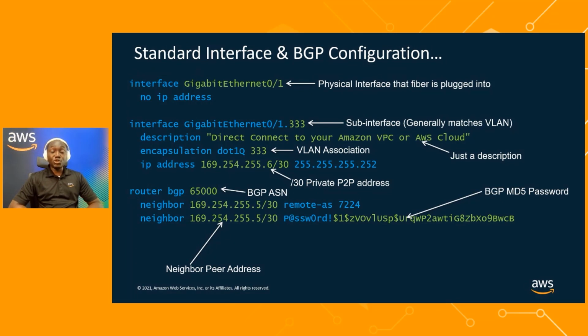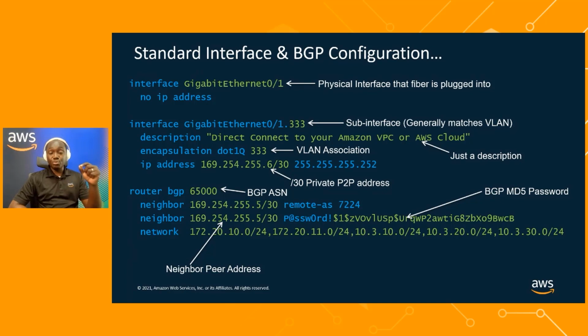Then the next thing to do now is that you want to specify which networks you want to advertise over this private virtual interface towards VMware Cloud on AWS. And here you can see I'm advertising a number of subnets I have on premises.